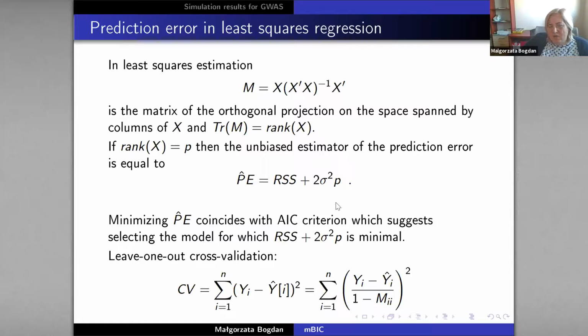You can also see from this formula that when you add new variables into your model which are complete noise, your prediction error is going to suffer. So when this penalty becomes increasing, when you have already included all important variables, the prediction error is actually going to go up.